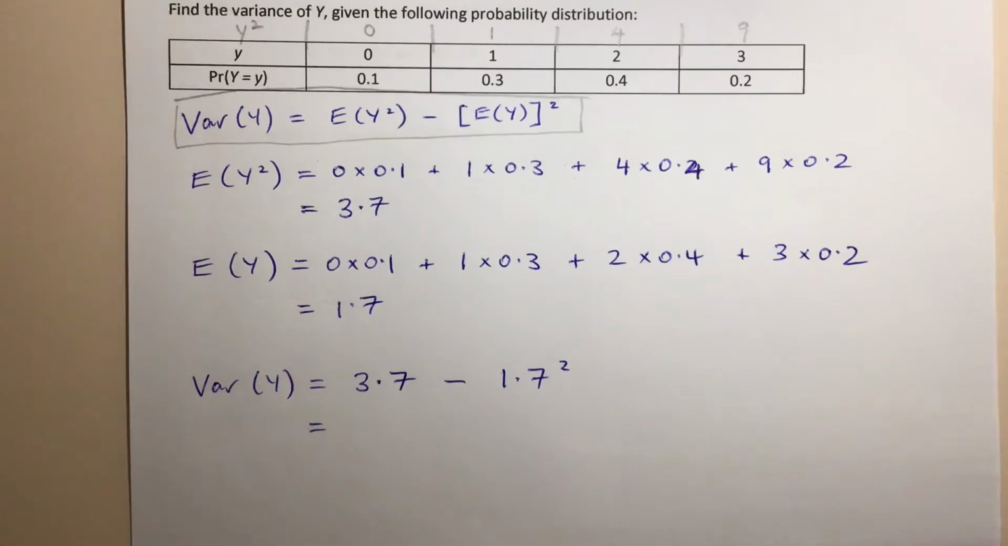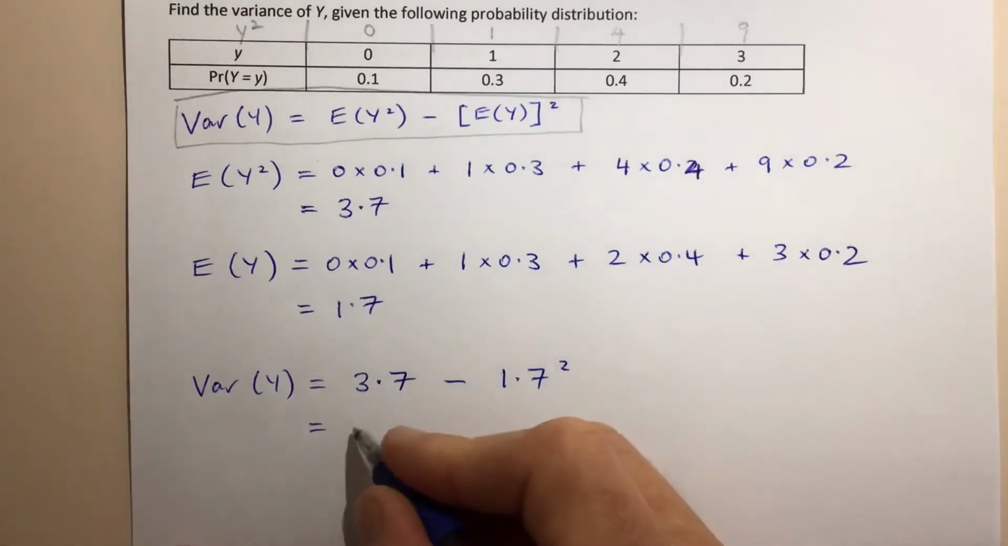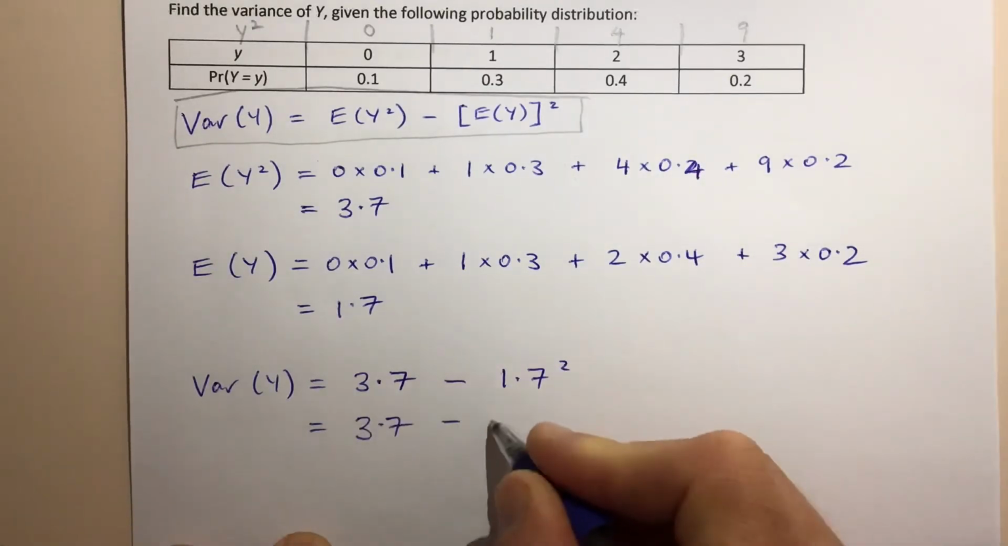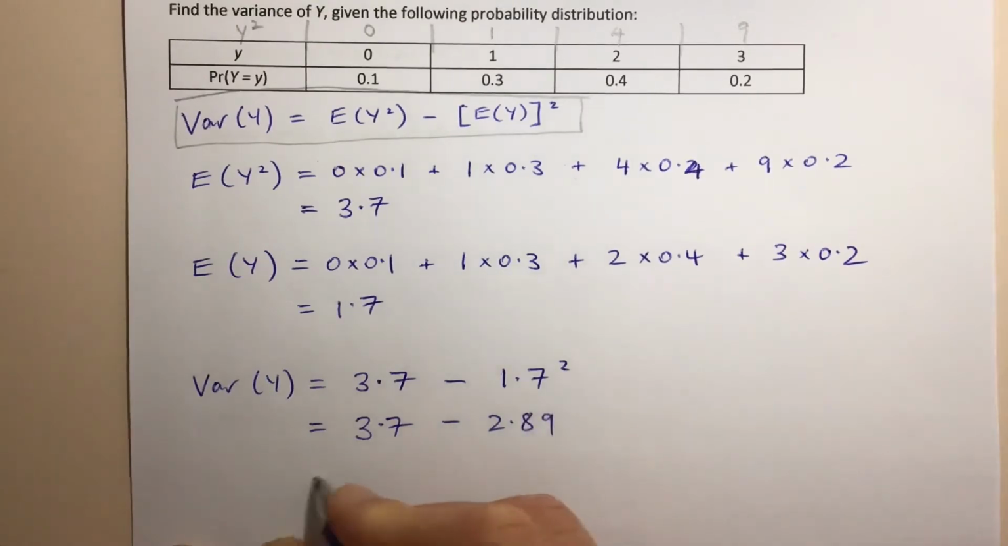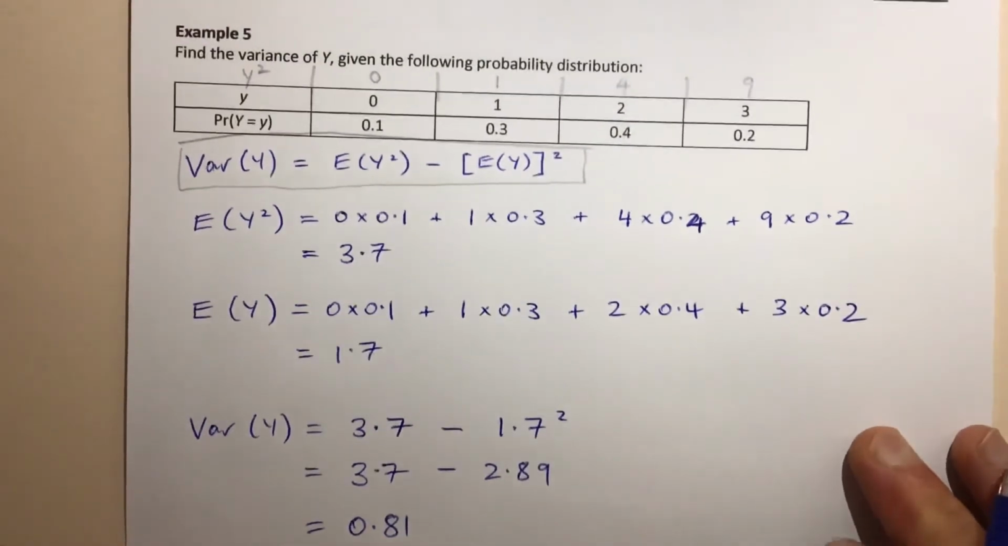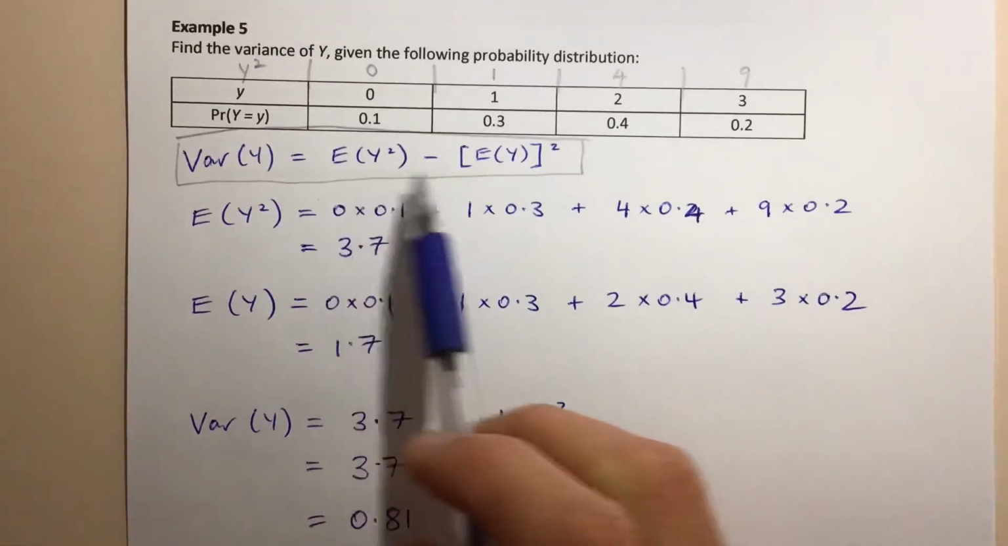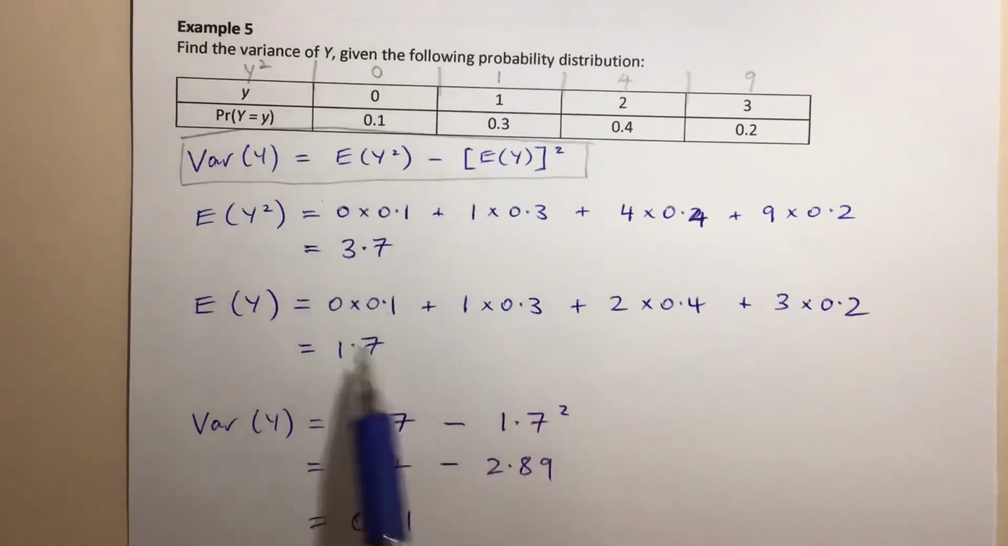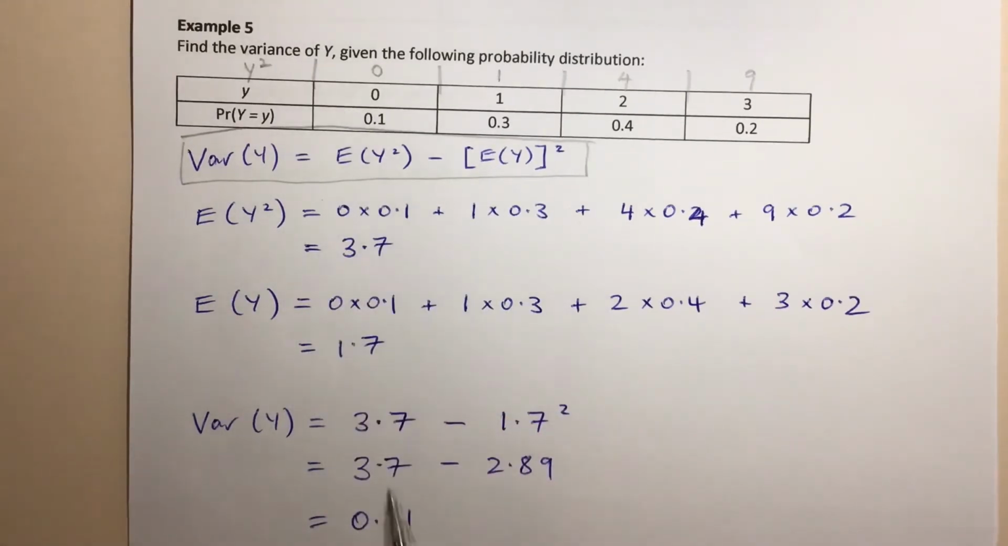So 1.7 squared, I should have been able to work that out actually. 3.7 minus 2.89, and so the variance is 0.81. The variance of y is 0.81. Okay, so that's a little bit of practice at applying that formula. A good way to work it out is to start with the formula, but work out each part separately. Otherwise your working gets a bit messy, and then put them together and do the final calculation.